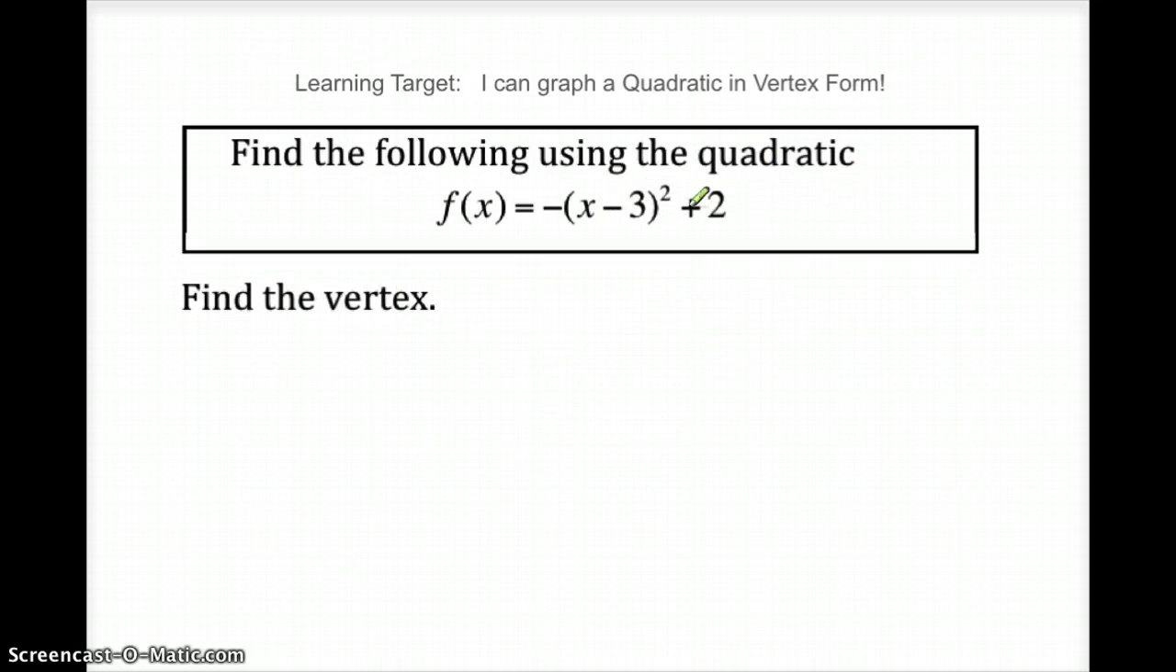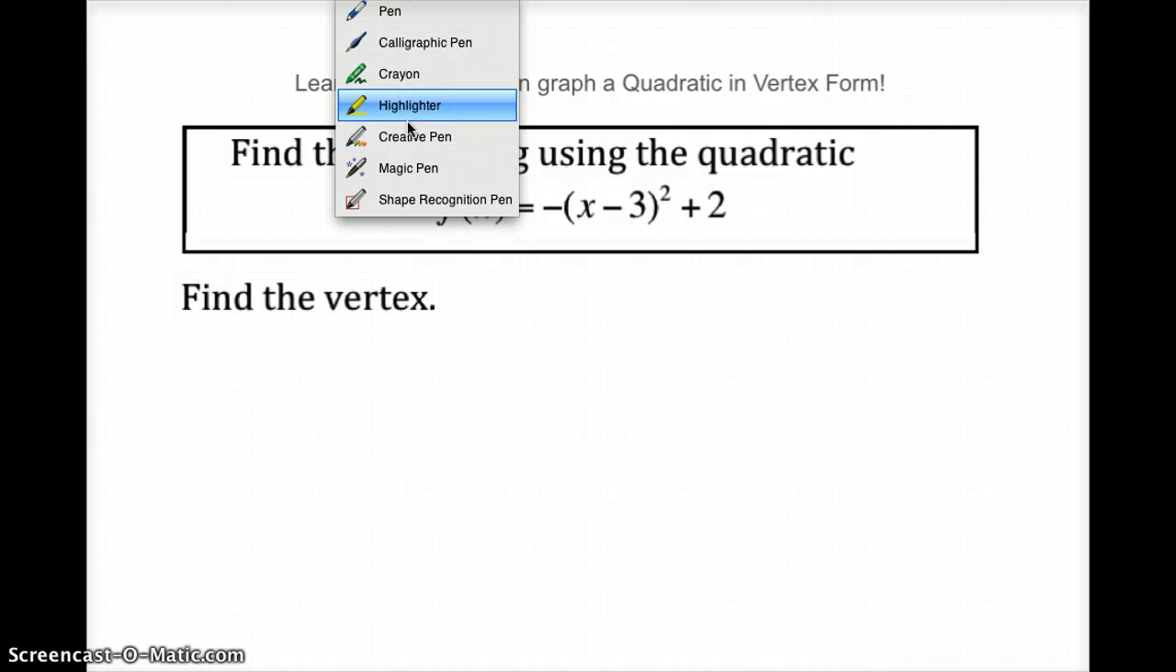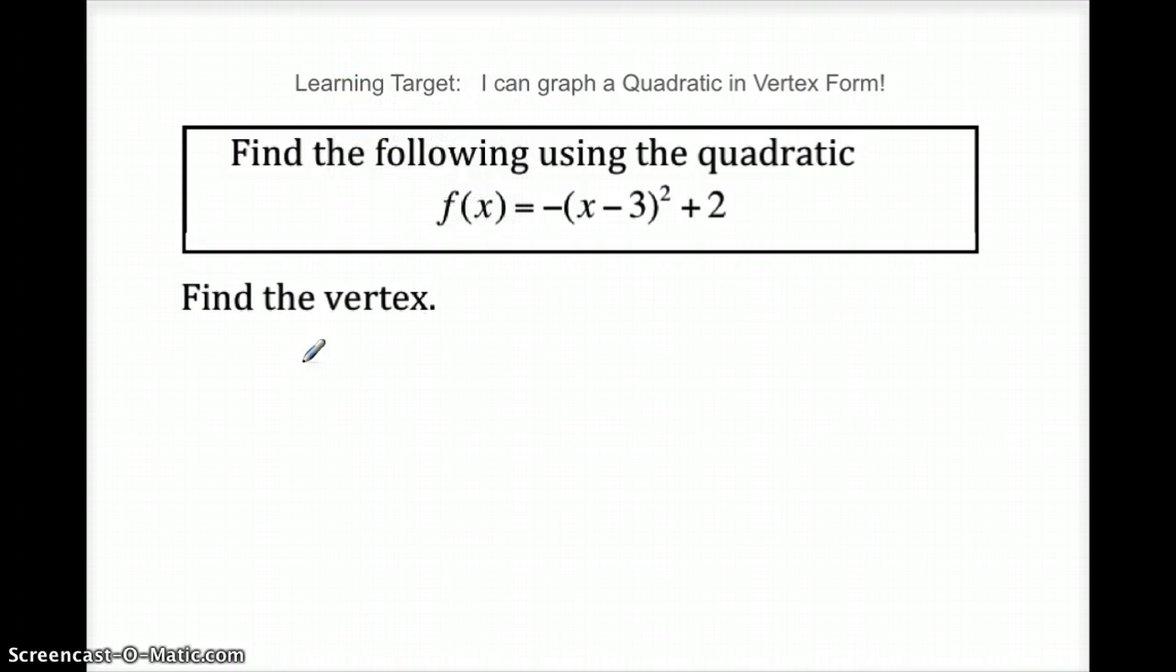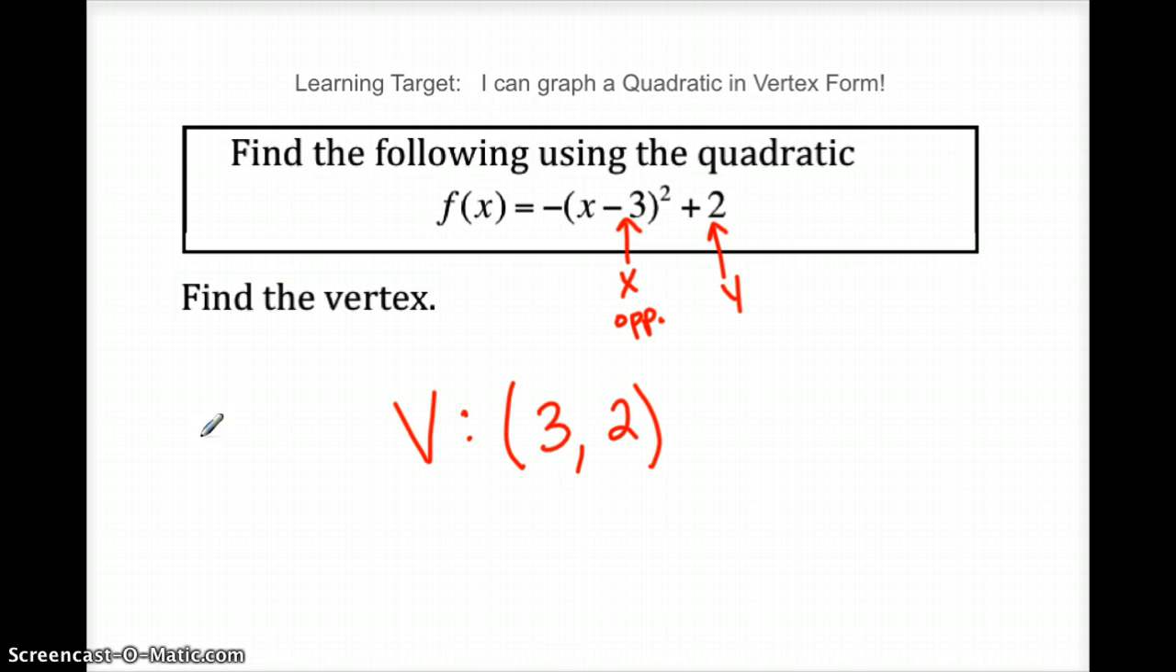With that said, let's look at this example. If I want to find the vertex, remember, there's no computation. I simply derive it from the equation. This tells me x, but I need to do the opposite. So I want a +3. And this tells me my y, but I take it as is, so a +2. So that's my vertex. My high point, my maximum, will occur at (3, 2).